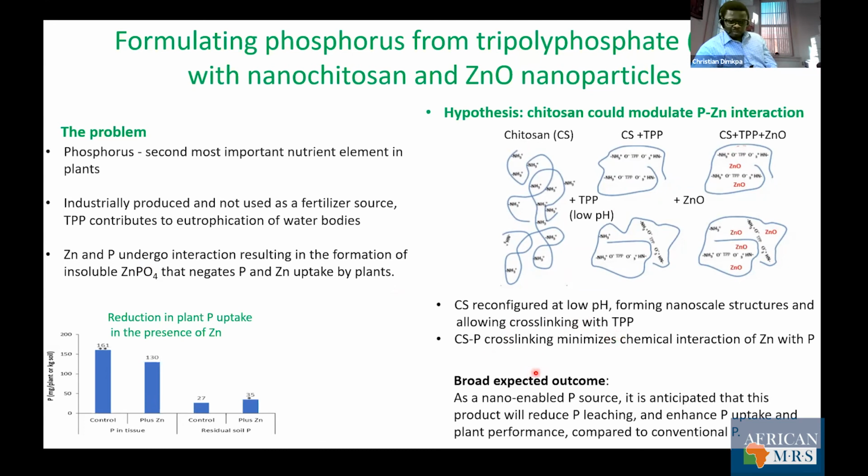I'm expecting that because there's a cross-linking of phosphorus and the chitosan here, there will be less interaction of the zinc. Therefore, there will be both more zinc and more phosphorus available to the plant in terms of uptake. But comparing to the normal phosphorus, this will be more efficient because there will be reduced leaching, there will be more uptake, and there will be better plant performance just by reducing the rate of leaching of phosphorus from the fertilizer into the soil.